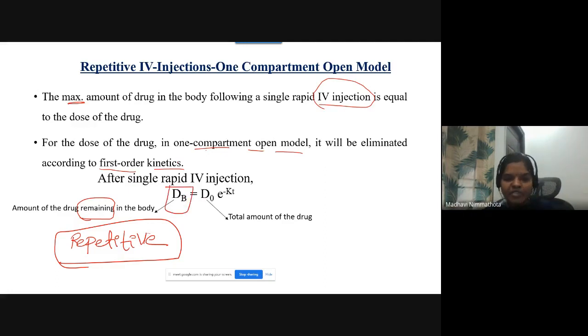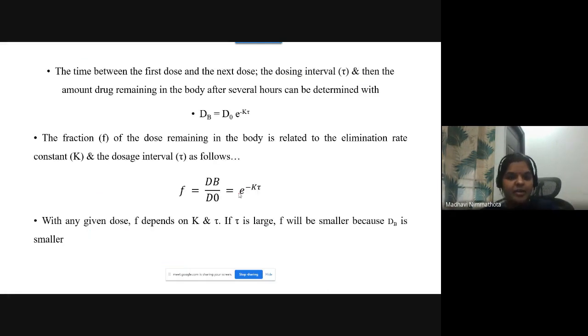Then B stands for body, D stands for drug remaining. Here D is 0, the total amount of the drug, and e to the power of minus kt, where t is time and k is nothing but the elimination rate constant.